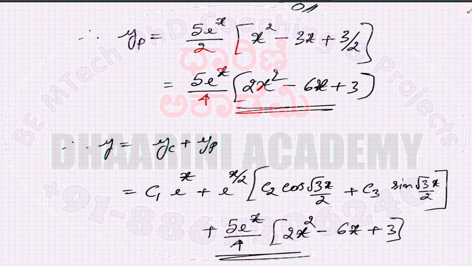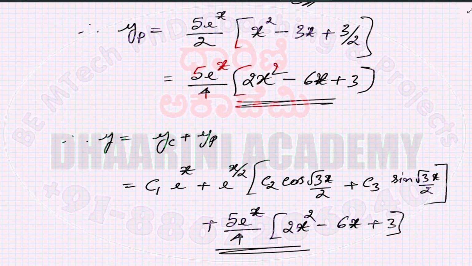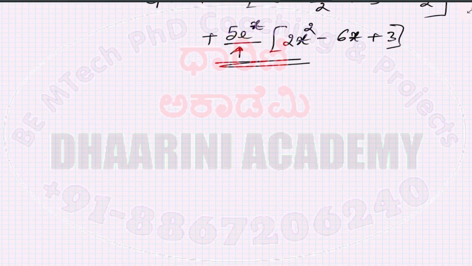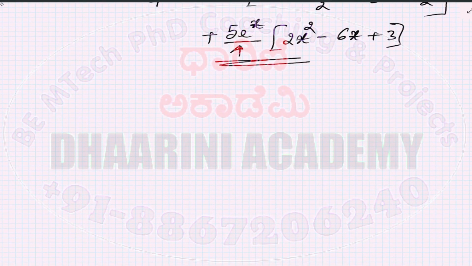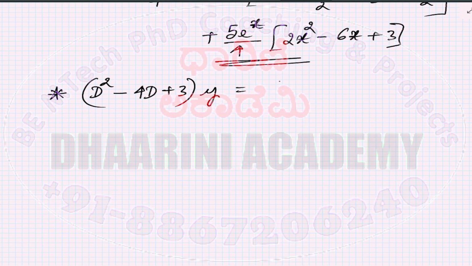Okay, so that is the answer. Let's go further. Next question. (D square minus 4D plus 3) into y is equal to 2 times x into e to the 3x.